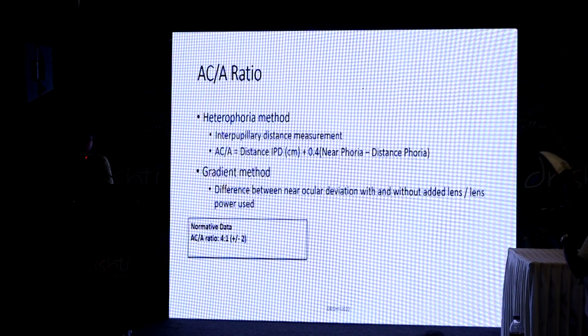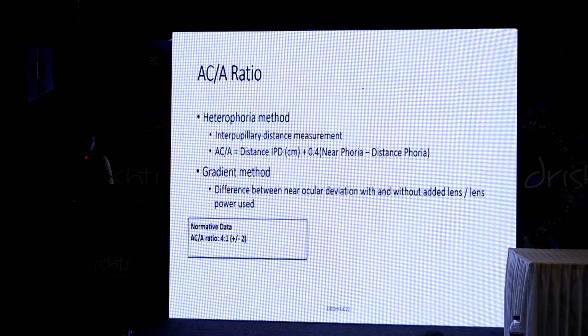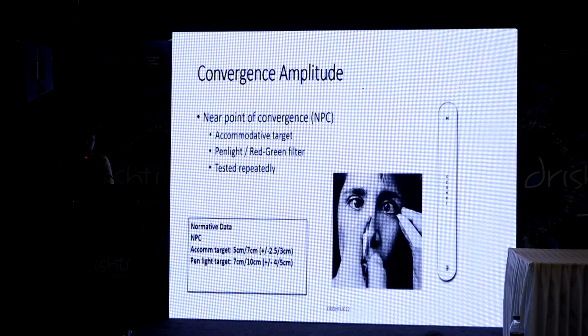In the heterophoria method, you need to know the interpupillary distance. You add that in centimeters to 0.4 times the near phoria minus the distance phoria. The value that you get is the AC/A ratio, and the gradient method is the difference between the near ocular deviation with and without added lenses. Roughly 4:1 with plus or minus 2 is the normative data for the AC/A ratio.